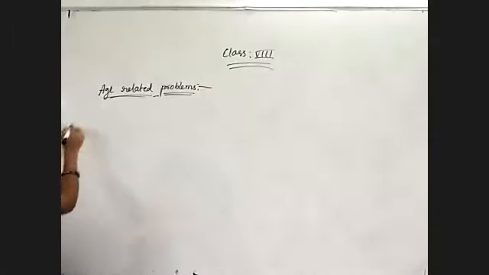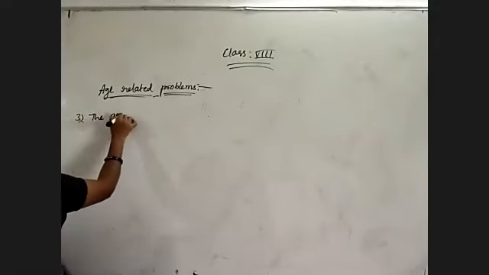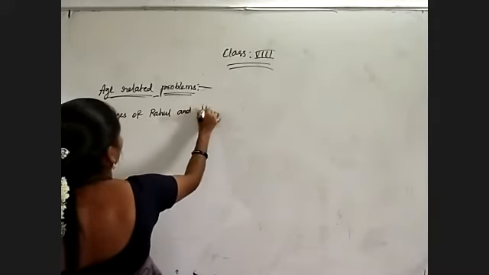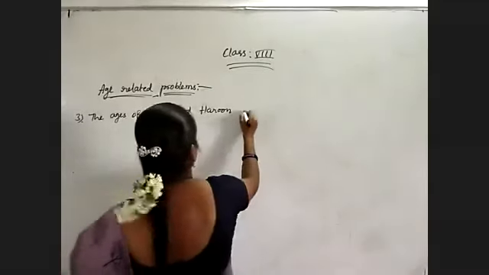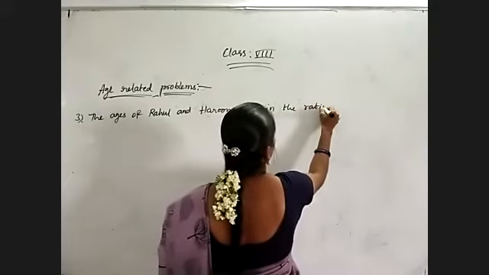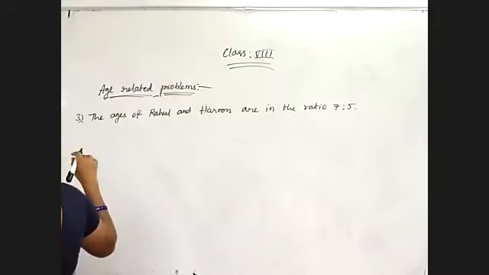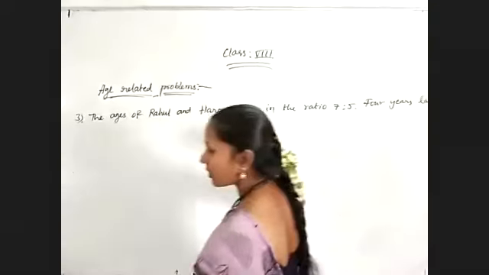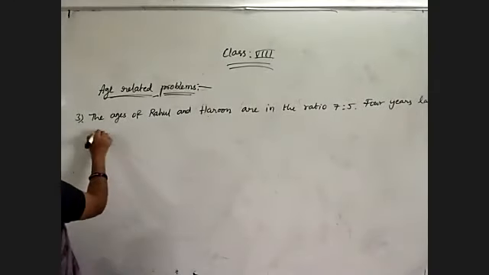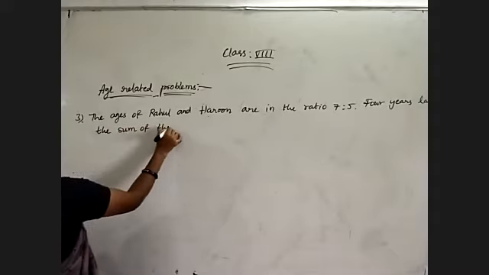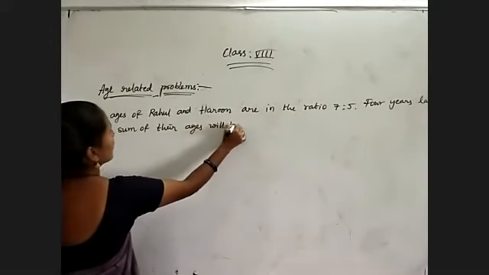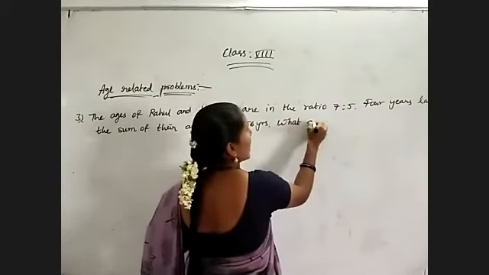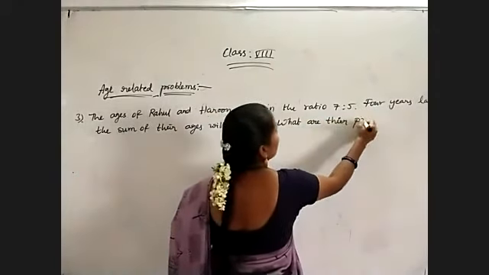Now coming to the next problem, third problem. The ages of Rahul and Harun are in the ratio 7:5. 4 years later, the sum of their ages will be 56 years. Okay. What are their present ages?